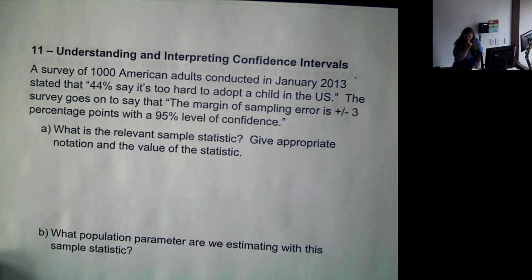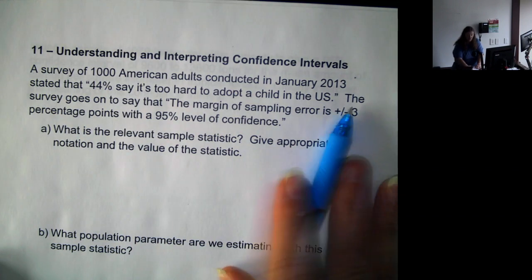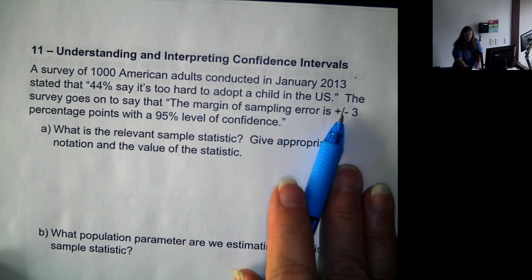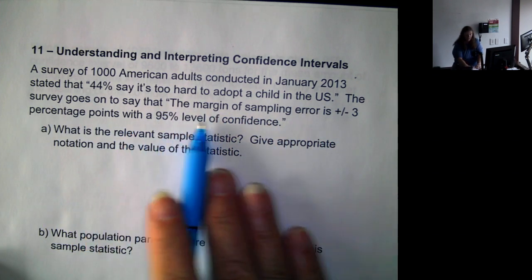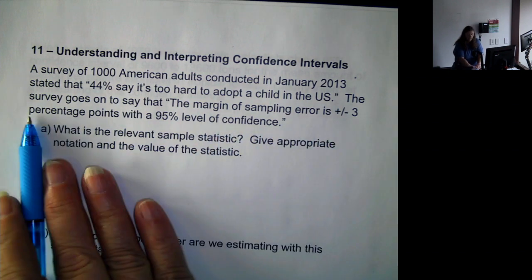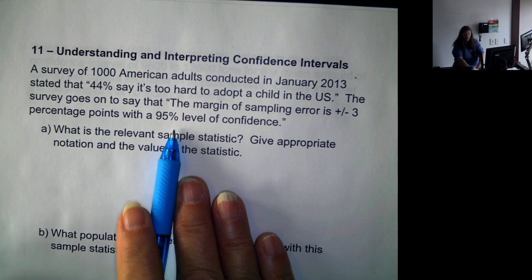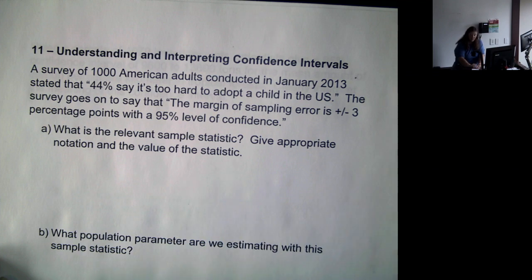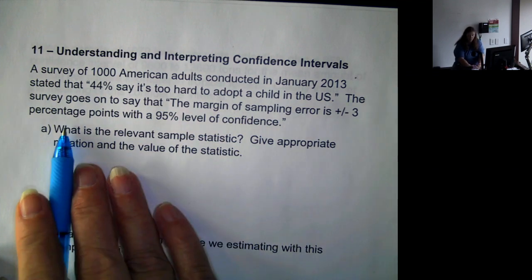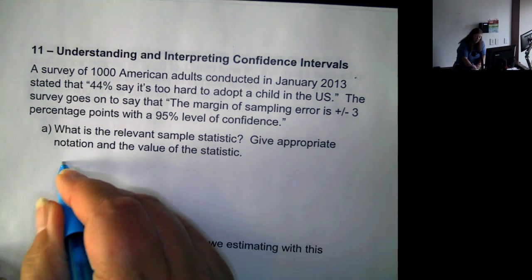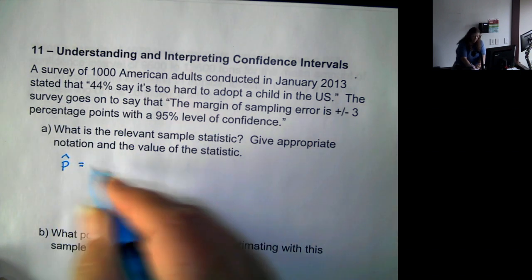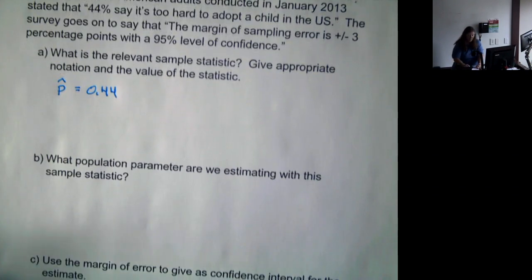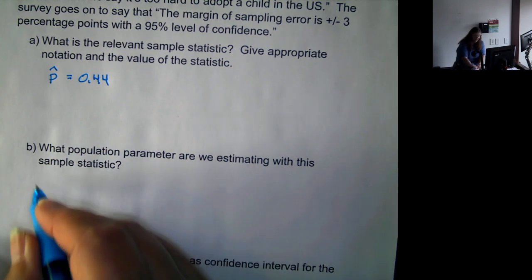So here we have a survey of 1,000 adults conducted in January 2013. It stated 44% say it's too hard to adopt a child in the U.S. The survey goes on to say that the margin of sampling error is plus or minus 3 percentage points with 95% level of confidence. So what is the relevant sample statistic? We're talking about percentage. So that would be p hat equals 0.44.